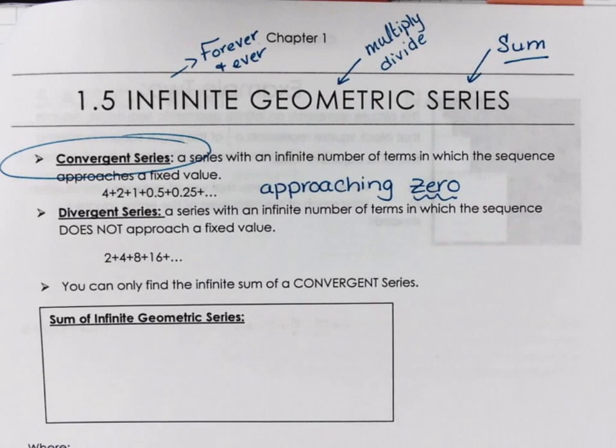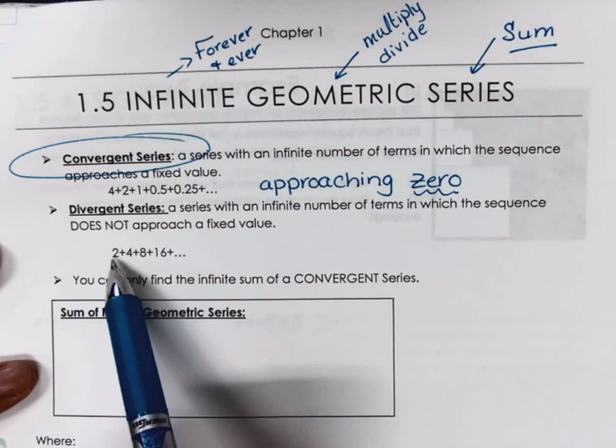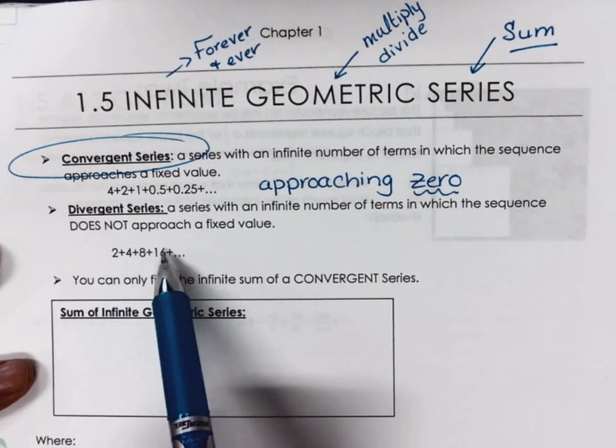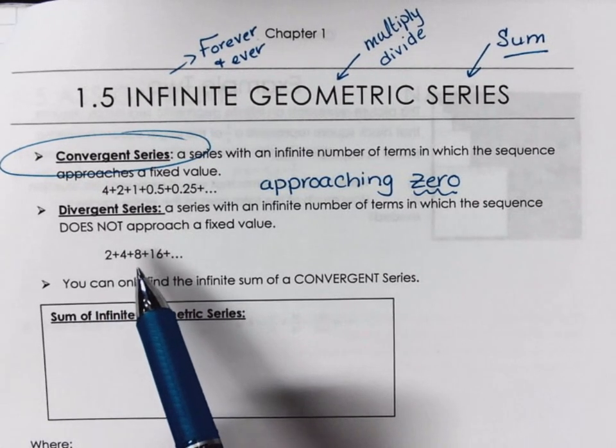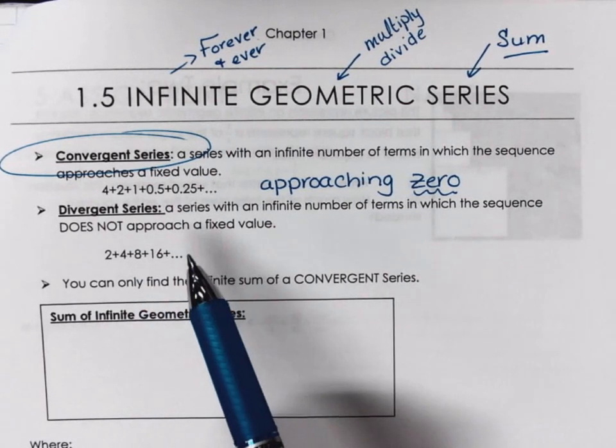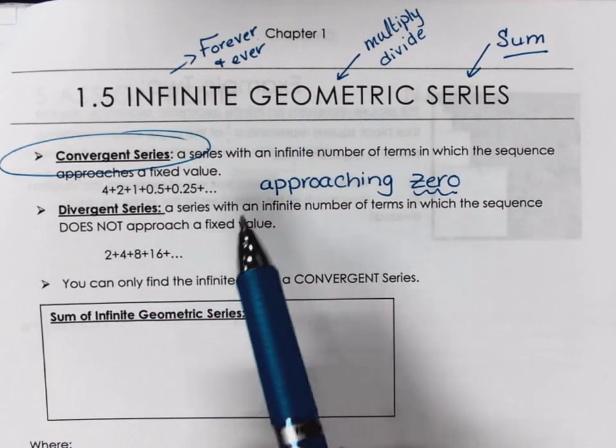Divergent is when they're headed to, what's happening here? We're timesing by 2 this time, right? 2 to 4 to 8 to 16, what's the next number? 32, what's the next number? Right, so where are we headed towards? Infinity.